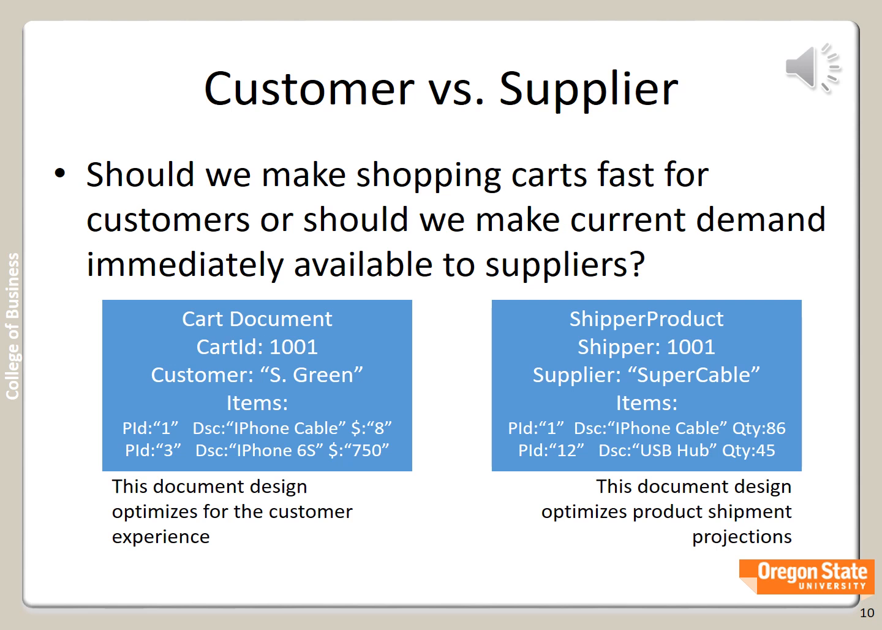But what if a retailer also needs to let suppliers quickly access expected product shipment information stored in the customer shopping carts? If the retailer wants suppliers to know how many of its products have been added to shopping carts so that they can plan for upcoming shipments, the customer-focused shopping cart document might be less than ideal. If a supplier logged in to check on demand for its products, the system might have to open every shopping cart document in the list looking for that supplier's products.